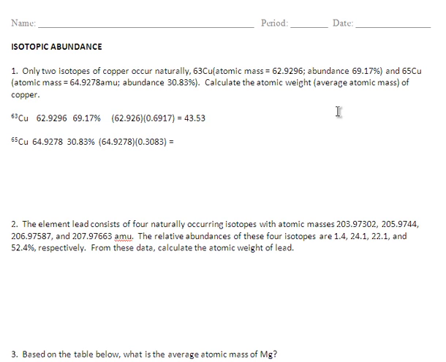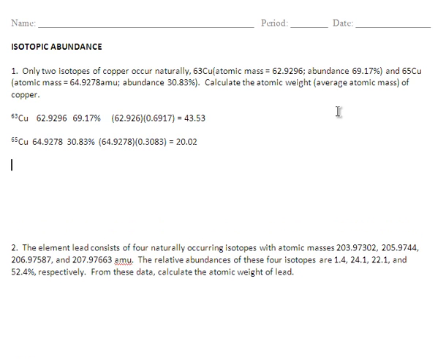All right. Now the next one, 64.9278 times the percentage, which is 0.3083, and then I get a mass, which is 20.02, and I'm rounding again to the correct sig figs. So now I have to take the 43.53, add it to the 20.02, and sure enough, I end up with 63.55. And that's the average atomic mass for copper.